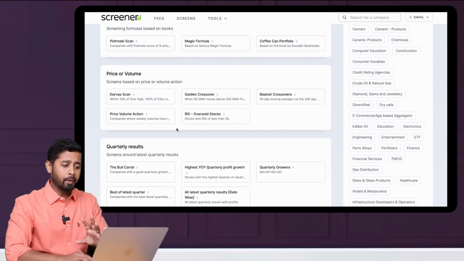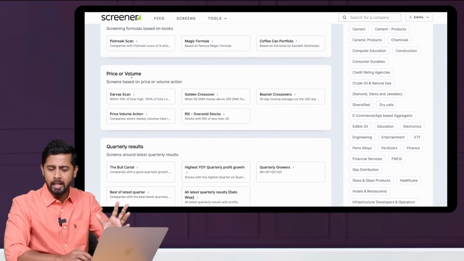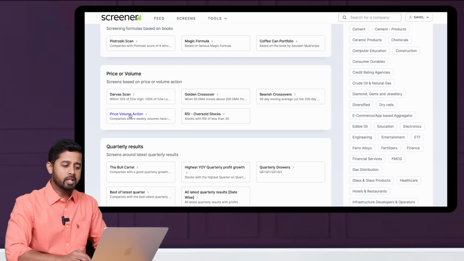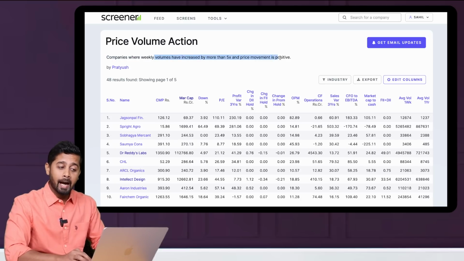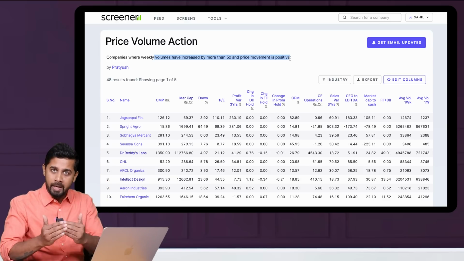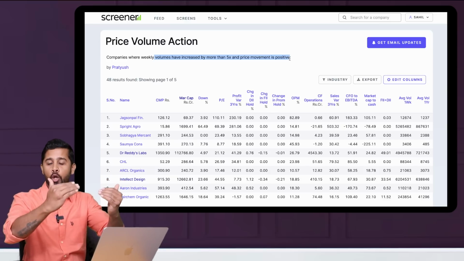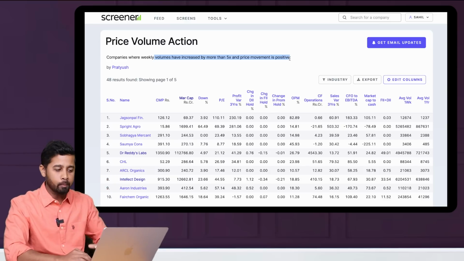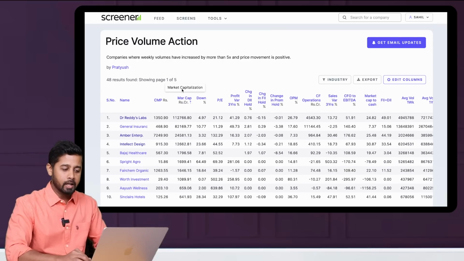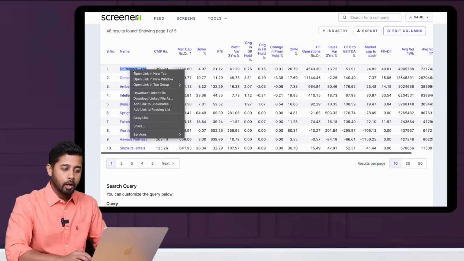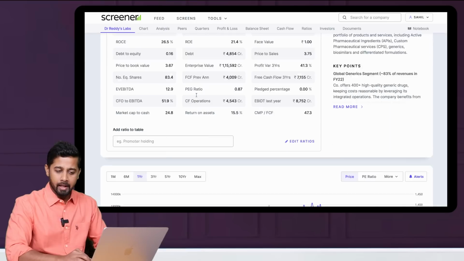Then you have got certain price or volume related screens. So this is more of momentum investing related information. For example, you have got price volume action. What does it suggest? It suggests companies where the volumes have increased by more than 5 times and price movement is positive. So the company's stock price is going up with high volume, which shows a positive momentum towards the company. Currently, there are 48 results. And if you sort it, you've got Dr. Reddy. If you open it, let's have a quick look.